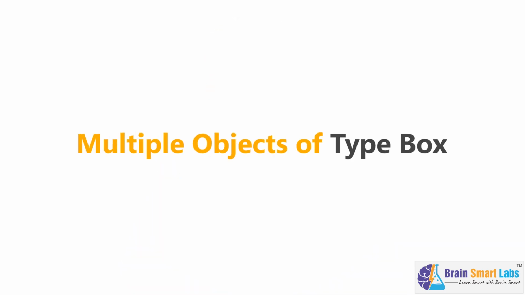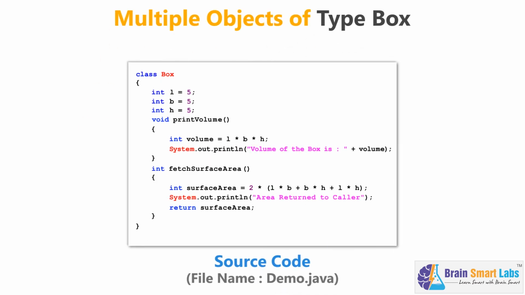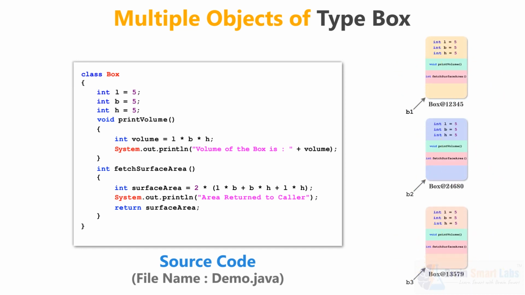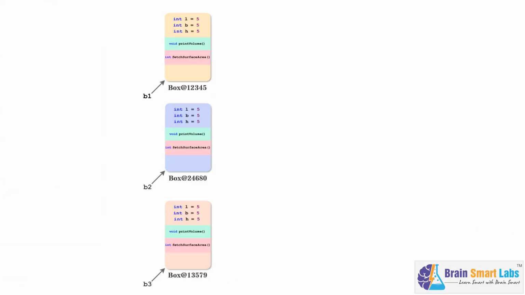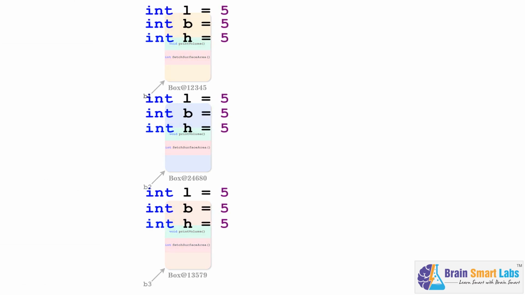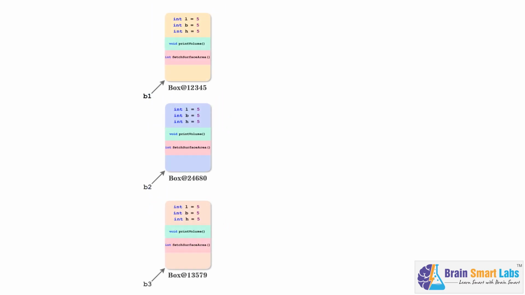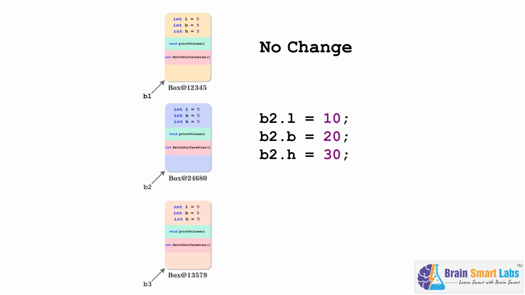Multiple objects of type Box. Consider the source code of our Box template through which we have created 3 different Box objects as seen over here. We can clearly notice that all 3 objects have the same values for their states, that is length equal to 5, breadth equal to 5 and height equal to 5. Later inside the main method, for the object B1, we asked you to retain the same values by doing no change. Likewise, for the second object B2, we asked you to change the values of L, B, H to 10, 20, 30 by using a dot operator.